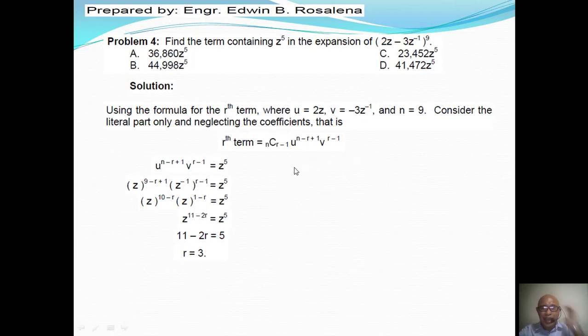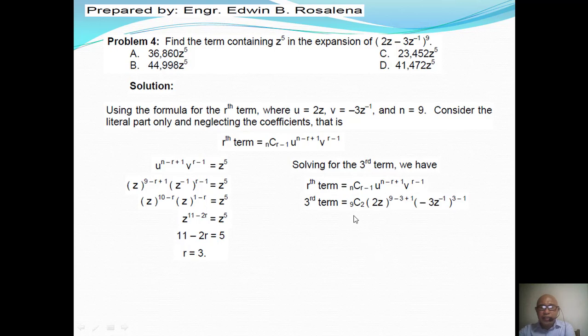Okay. So, we can now use this formula. Solving for the third term, using the formula and substituting, this is 9C2, (2z) to the power 9 minus r plus 1. I-consider na natin yung coefficient, kasi ito na yung third term na hinahanap. Okay. So, (negative 3, z to the negative 1) raised to 2. Then, ito ang sagot natin.